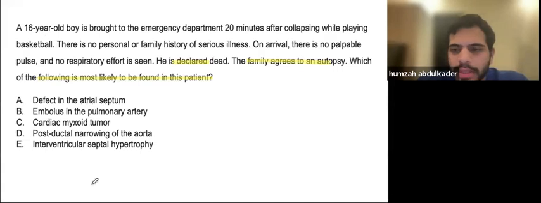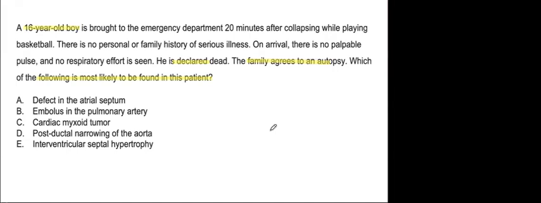Now, I don't want you to give me one of these answers. I want you to tell me what the disease is here. What did this 16-year-old boy have? Maybe coarctation of the aorta. No.